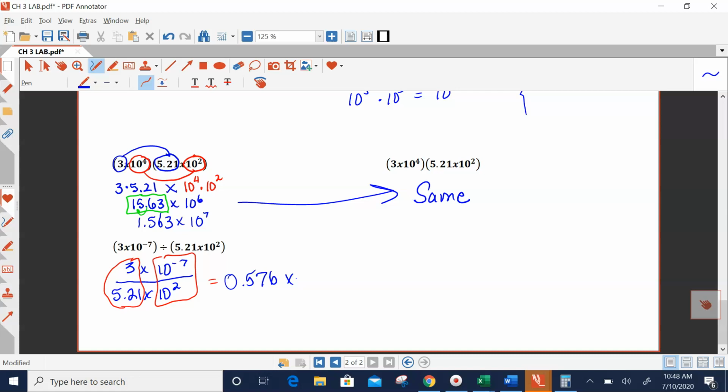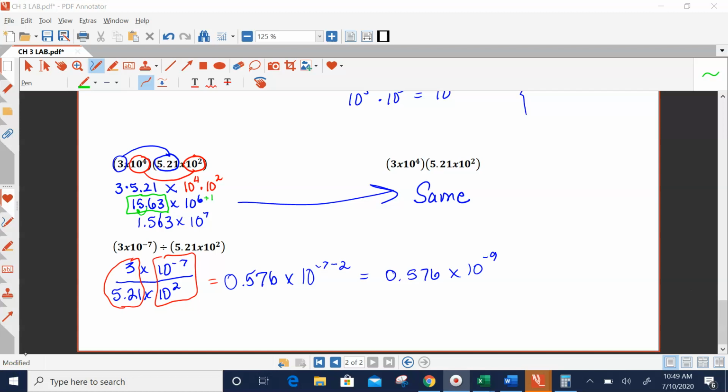Okay, now how are you going to work with those exponents? Remember, in division, you have to subtract exponents. So my exponent on 10 is going to be the top exponent minus the bottom exponent. So it'll be negative 7 minus 2. Let's see what that looks like. So I got 0.576 up front. Times 10 to, what's that power going to be? Well, a negative 7 and a negative 2, those guys give me a 10 to the, what? Negative 9 power.